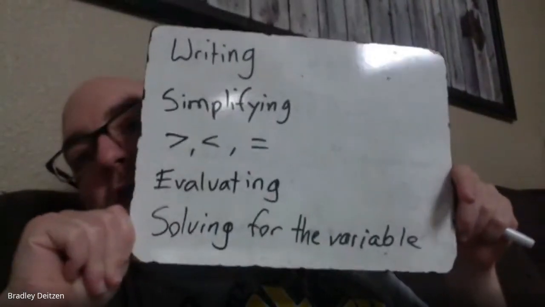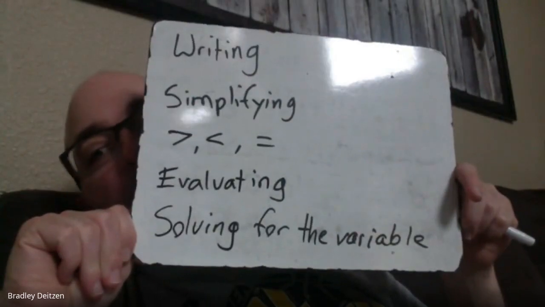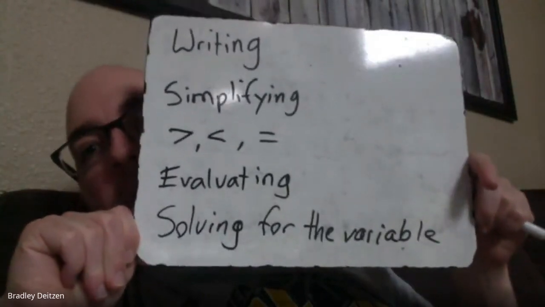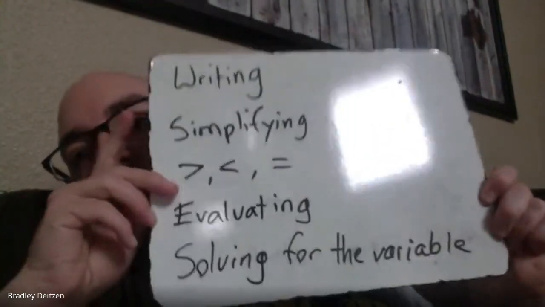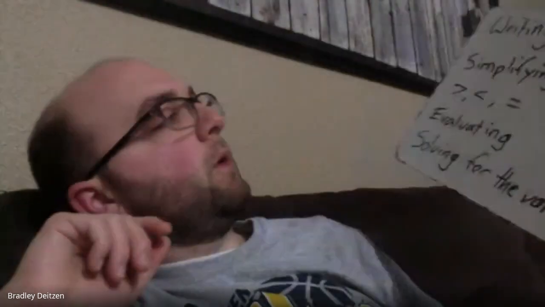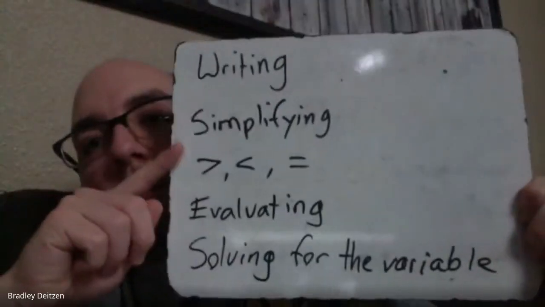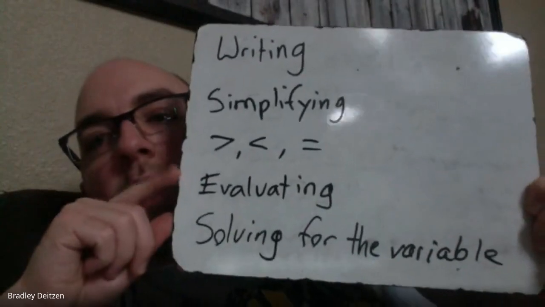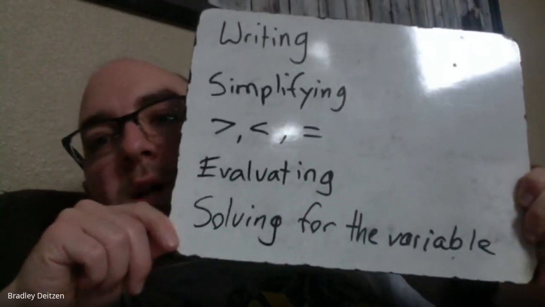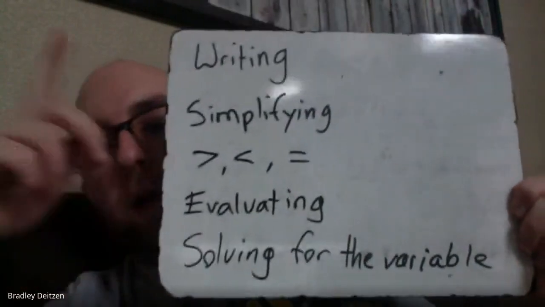But does anyone, looking at these categories, is there anyone here, and don't feel shy if you're the only one who says something, I'm still going to go over it, and everyone will benefit. So does anyone want to go over any of these categories? Writing, simplifying, greater than, less than, or equal to, evaluating? Anyone have any of those categories? Some more simplifying? Yeah, definitely.